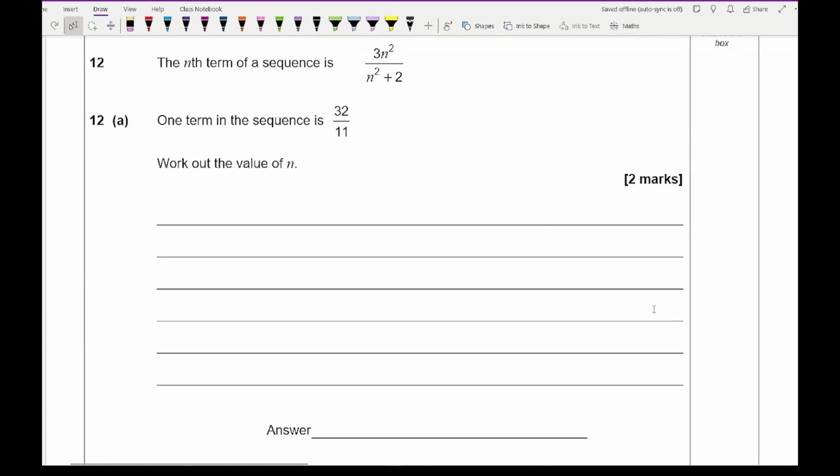Moving on to question 12, it says the nth term of a sequence is 3n squared over n squared plus 2. One term in the sequence is 32 over 11. Work out the value of n. So for this, what we need to do is make the nth term equal, well, let me just write that a little bit better.